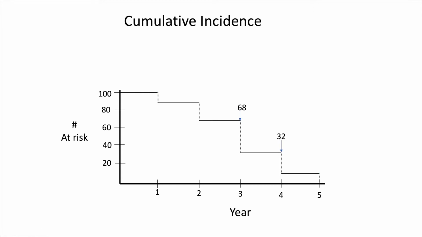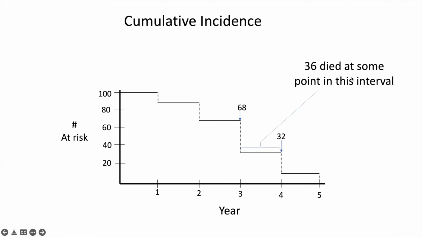So a big problem with this way of looking at interval measures is that we know that 36 people had the event, whether it's a death, in this time period, but we don't know exactly when. It might have been 3 years and a few months. It might have been 3 years and like 8 months or 9 months. We don't know. We just know it happened sometime in this time period.